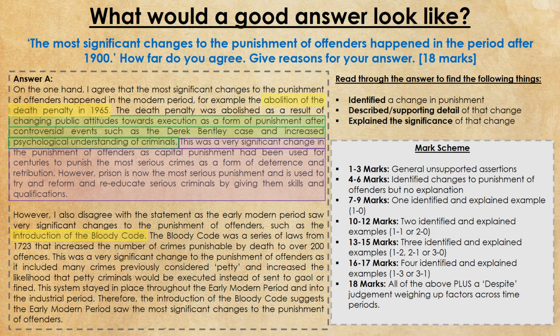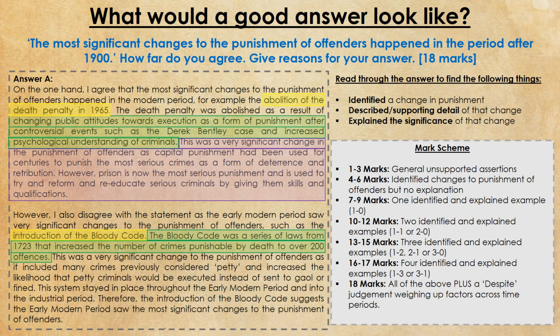The bloody code was a series of laws from 1723 that increased the number of crimes punishable by death to over 200 offences. That is your supporting detail. They're talking about what the bloody code actually is. They've included a date, they've included some statistics about what that law actually does. Now, we want them to actually use the wording of the question and link it back to the question by explaining why actually this change was a very significant change in the early modern period, disagreeing with the question.